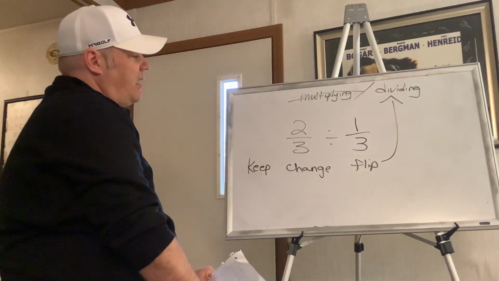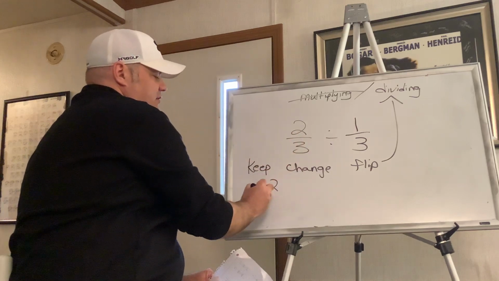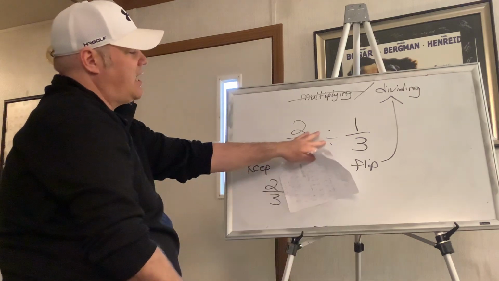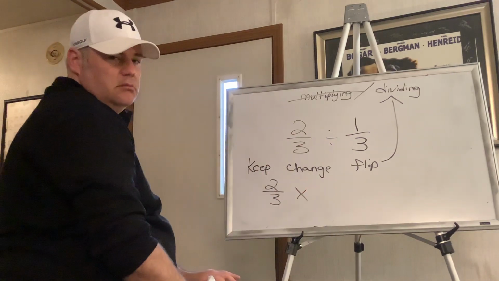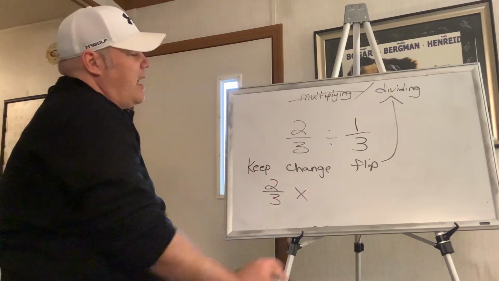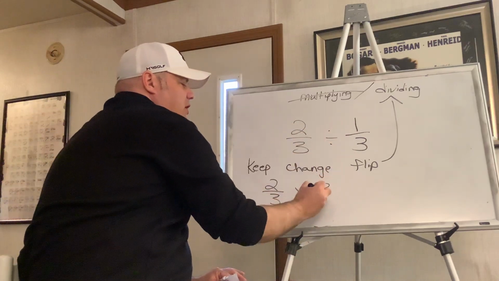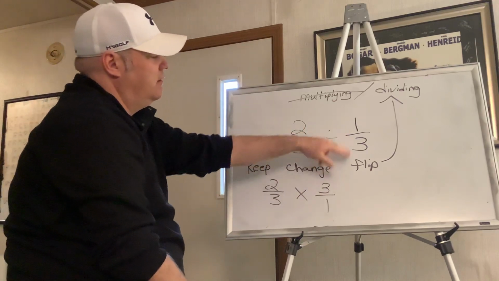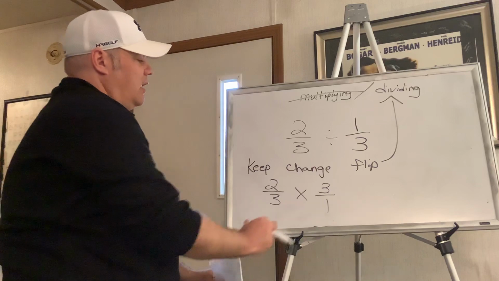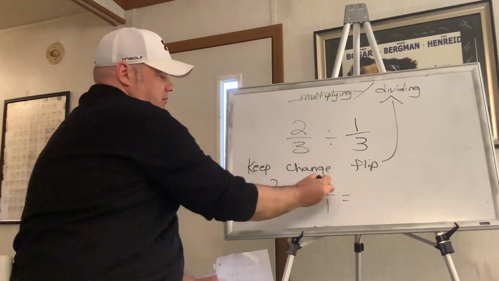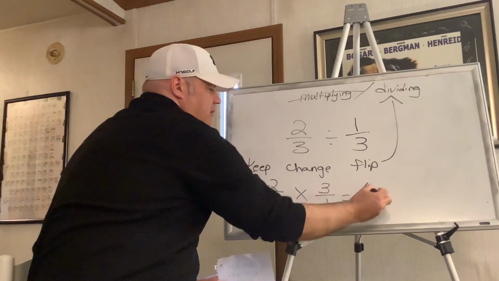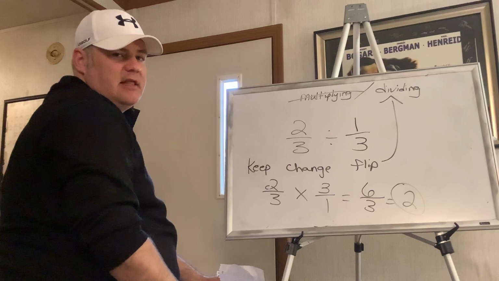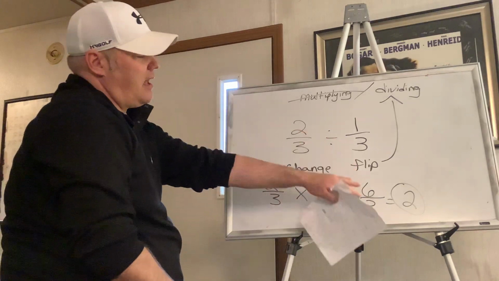By keep, change, flip, what I mean is you keep the first fraction the same. Make sure you don't flip that one. We keep it. You're going to change this to a multiplication. That's the change. And then the flip is the reciprocal. Flip this one over. So keep, change, flip. Now I have a multiplication where I multiply the tops, 6, multiply the bottoms, 3, and we come out to what we were talking about. There's 2 of these that fit into that. So that divided by that is 2.